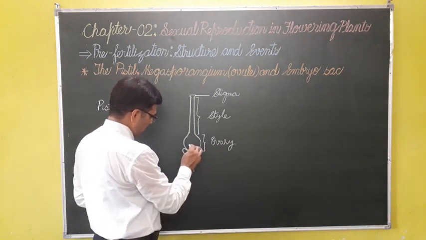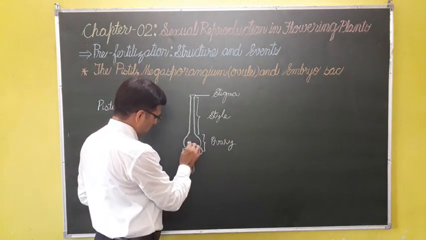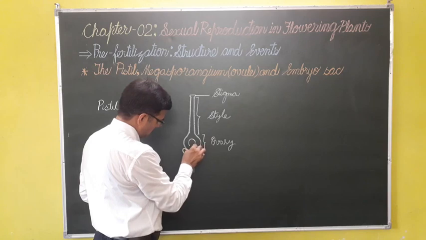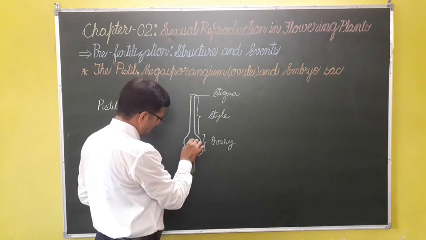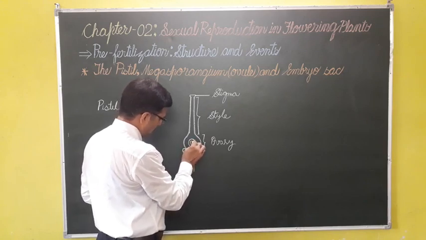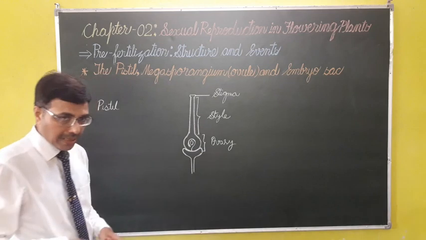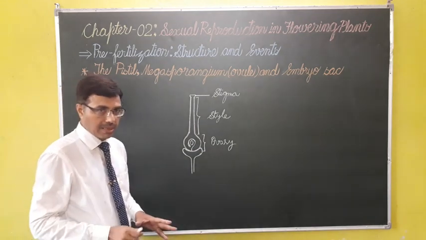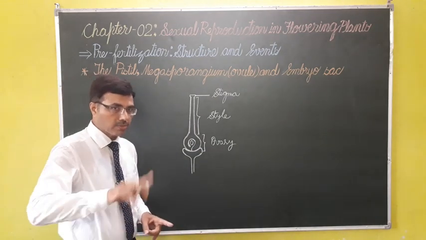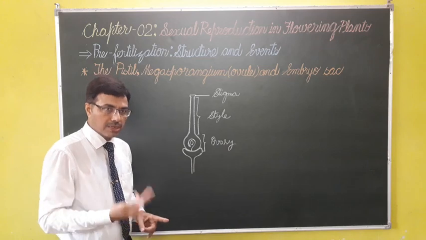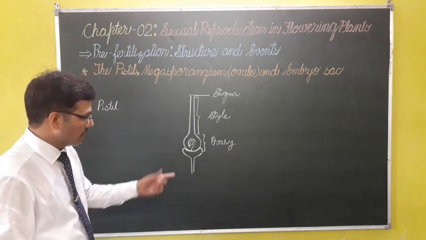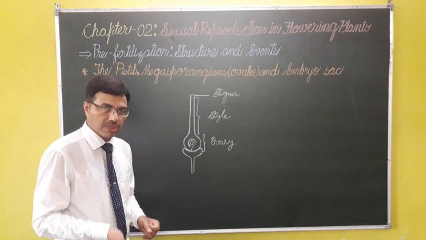Inside the ovary, there is a structure which is called ovule, and ovule is also called megasporangium. Right? There is a parallel term we have discussed in the case of the male sex organ, that is the microsporangium, where the pollen grains are formed, and here it is the megasporangium, where the megaspores are formed. Right?